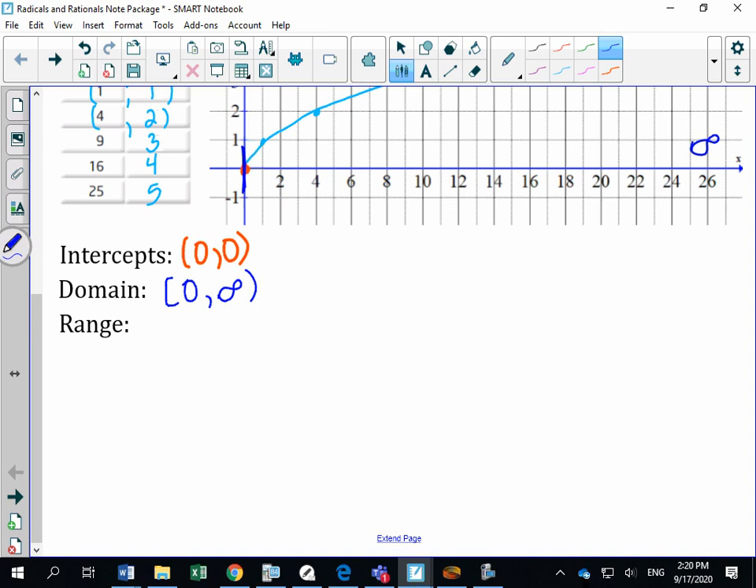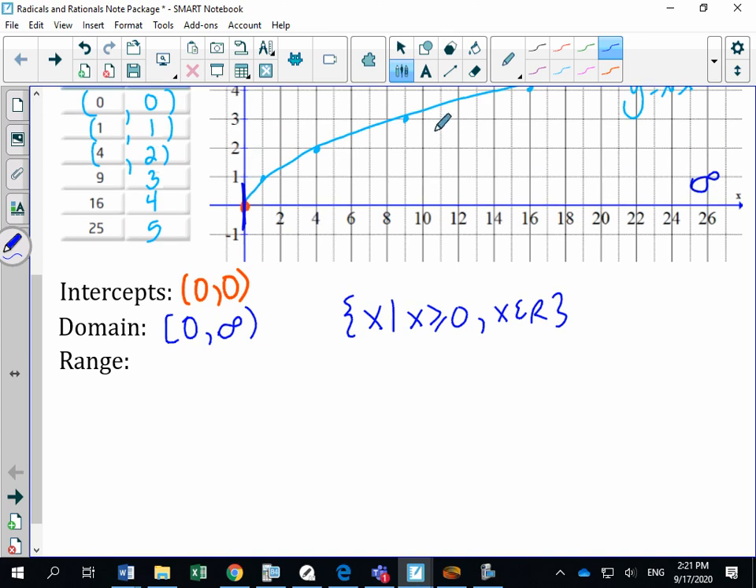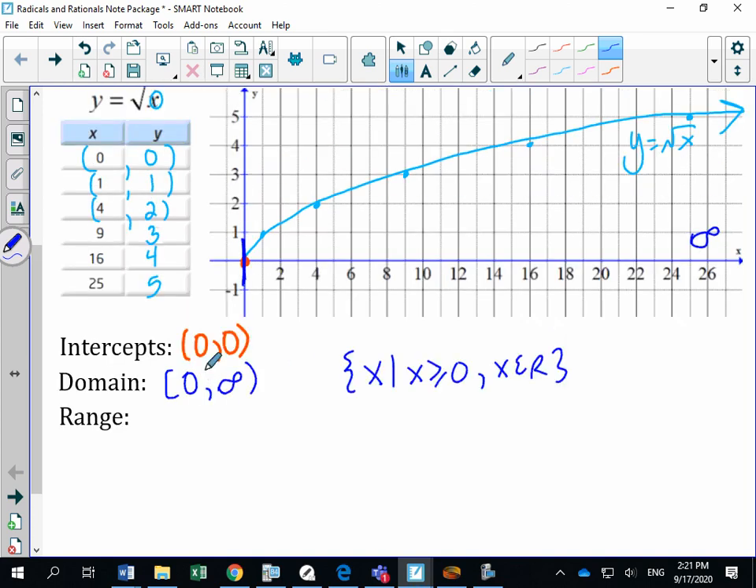If I was to do this in set builder notation, I would have x such that x is greater than or equal to 0, comma, x belongs to the set of real numbers. This just means that I could have a value that's a decimal, I could have 10, I could have 11, or any number in between, and that will be on my graph. So that's the domain of this graph. The range of this graph, the smallest y value, I hope you see, is 0.